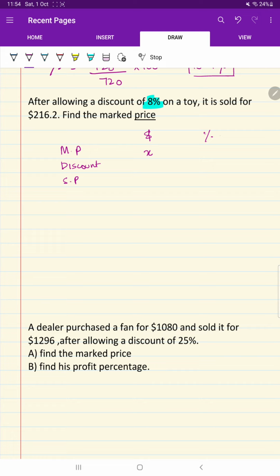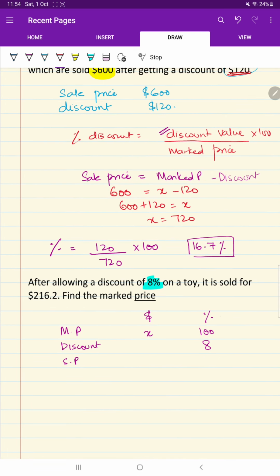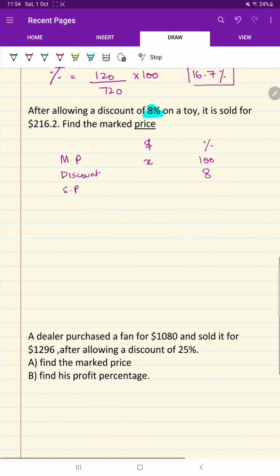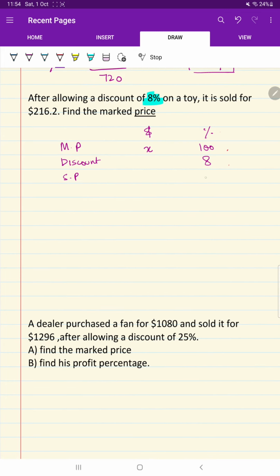Since the discount percentage is always given on the basis of mark price, so it will be 100%. Okay, what is the discount? I don't know, but I know that it is 8%. Okay, so if you remember, I gave you this formula that sale price is mark price minus discount. So mark price minus discount gives me 92%.